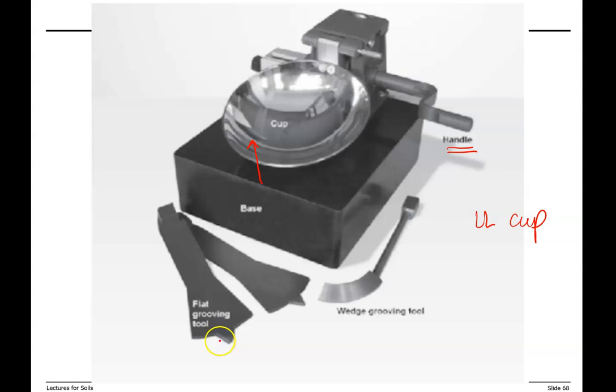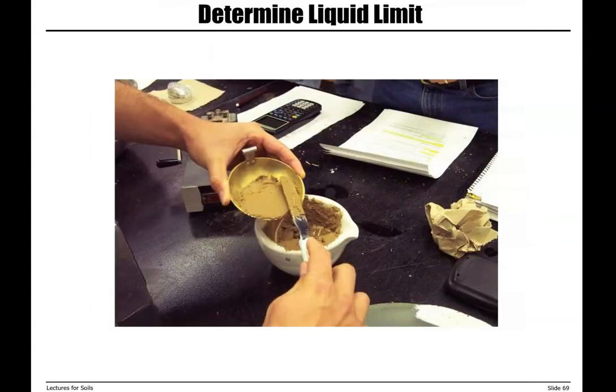Then we have two different types of grooving tools. We have a flat grooving tool or a wedge grooving tool. And these grooving tools are used to make a cut in the soil sample that we have.